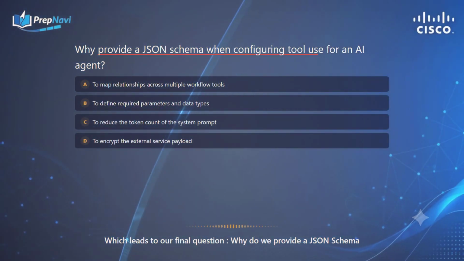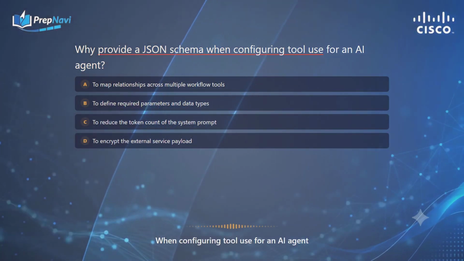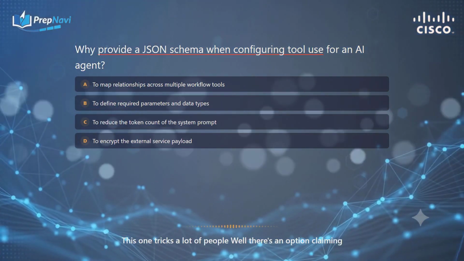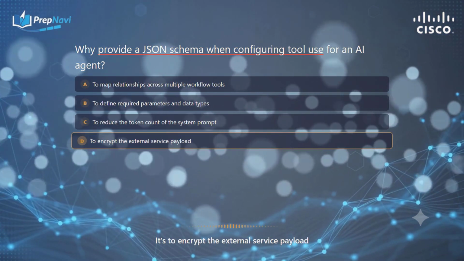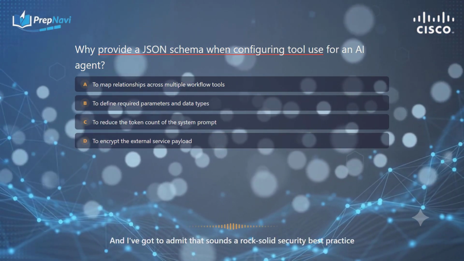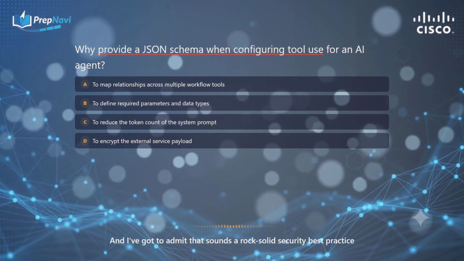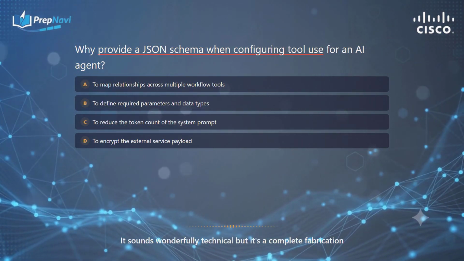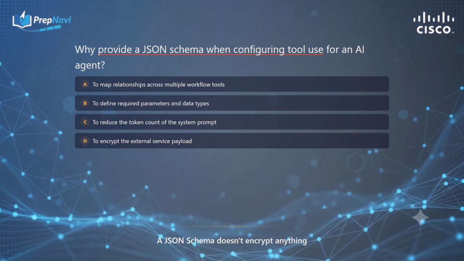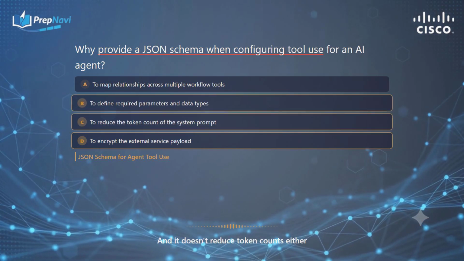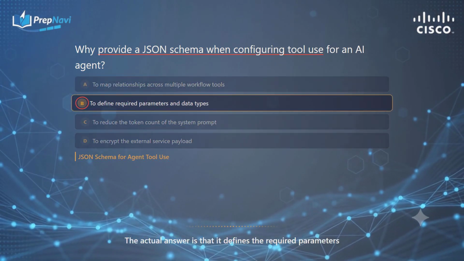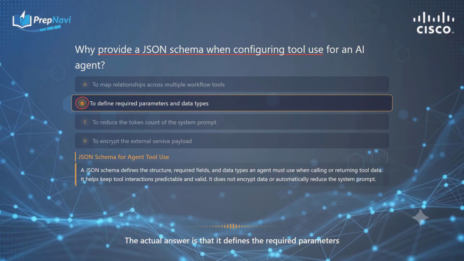Why do we provide a JSON schema when configuring tool use for an AI agent? This one tricks a lot of people. Well, there's an option claiming it's to encrypt the external service payload. And I've got to admit, that sounds like a rock-solid security best practice. It sounds wonderfully technical, but it's a complete fabrication. A JSON schema doesn't encrypt anything, and it doesn't reduce token counts either. The actual answer is that it defines the required parameters and data types.